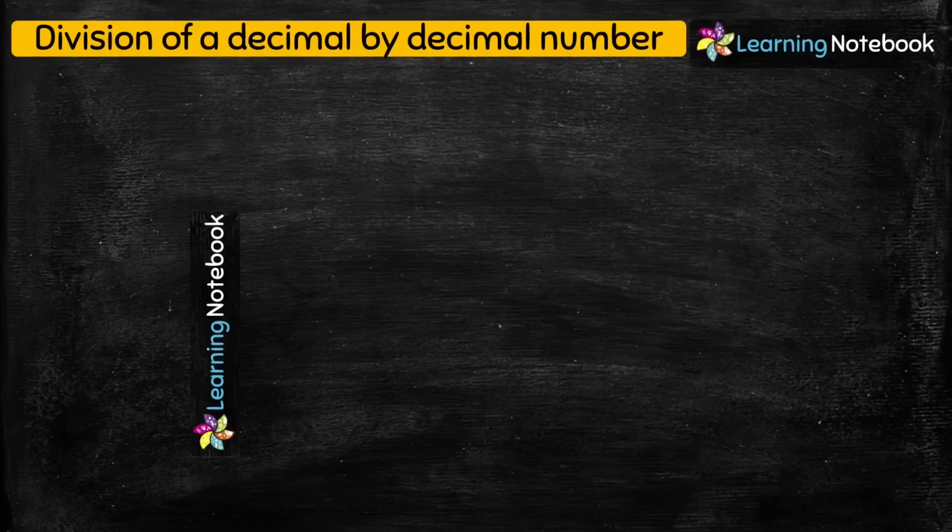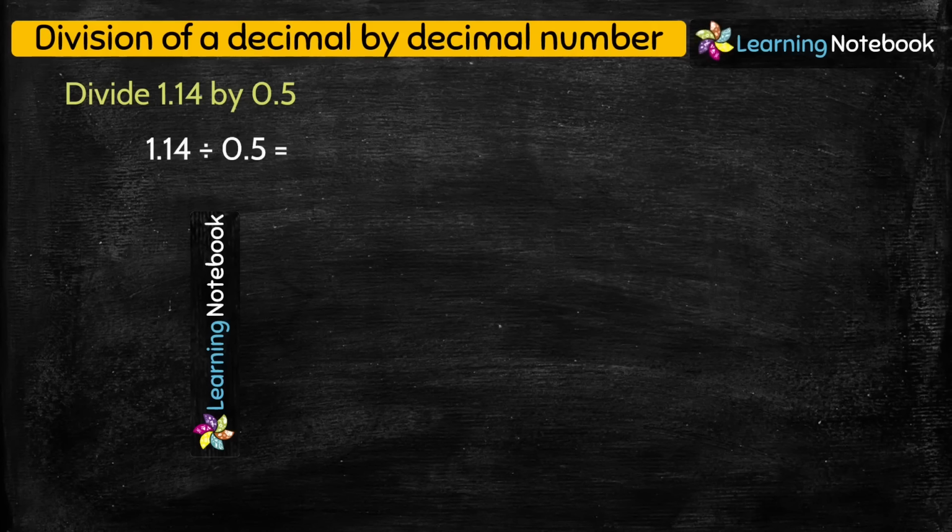Let's see the next question. Divide 1.14 by 0.5. So students, 1.14 divided by 0.5 can also be written as 1.14 upon 0.5. Now let's convert both numerator and denominator into whole numbers.